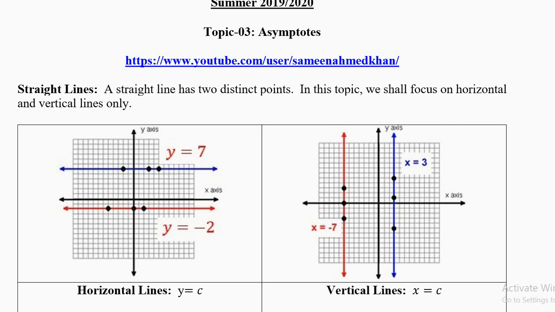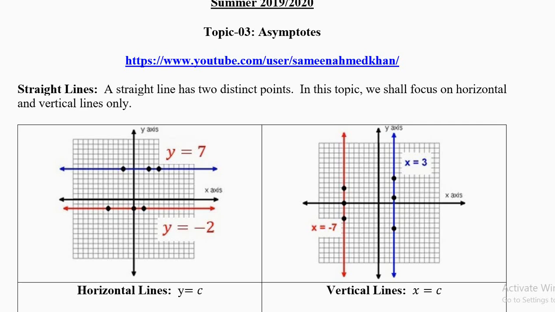Now, before we do the asymptotes, we should know what is a straight line. A straight line has two distinct points. Distinct means you label them, you name them, you know something about them. In this topic, we do not need all types of straight lines. We need only horizontal and vertical straight lines.